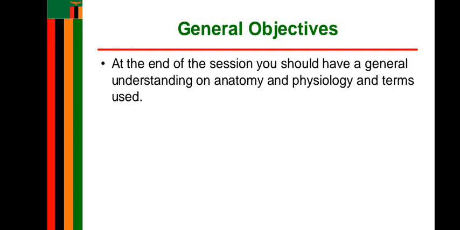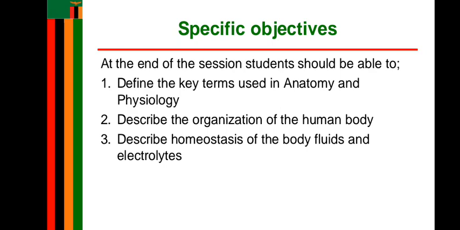So the general objective for this lecture session is that at the end of this session, you should have a general understanding of what human anatomy and physiology is all about and the basic terms that are used in anatomy and physiology. The specific objectives are that students should be able to define the terms that are used in anatomy and physiology, describe the organization of the human body, and describe the homeostasis of the body fluids as well as the electrolytes.